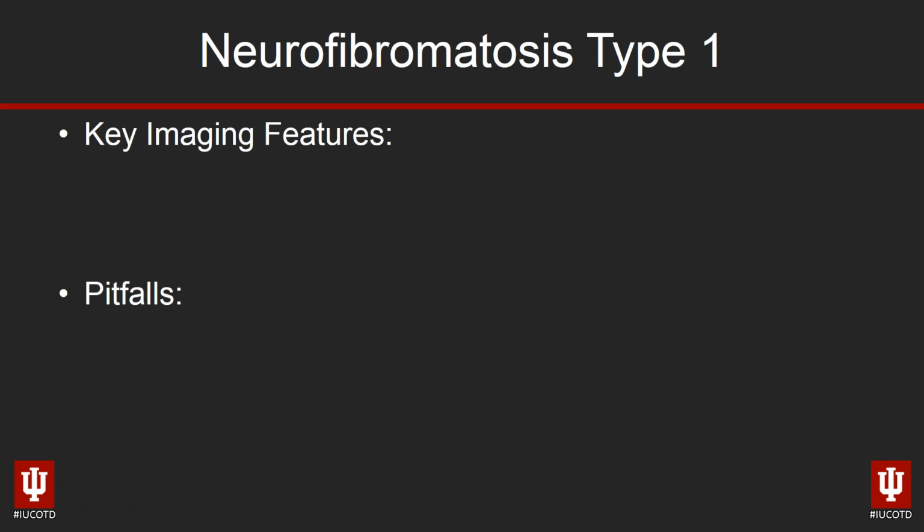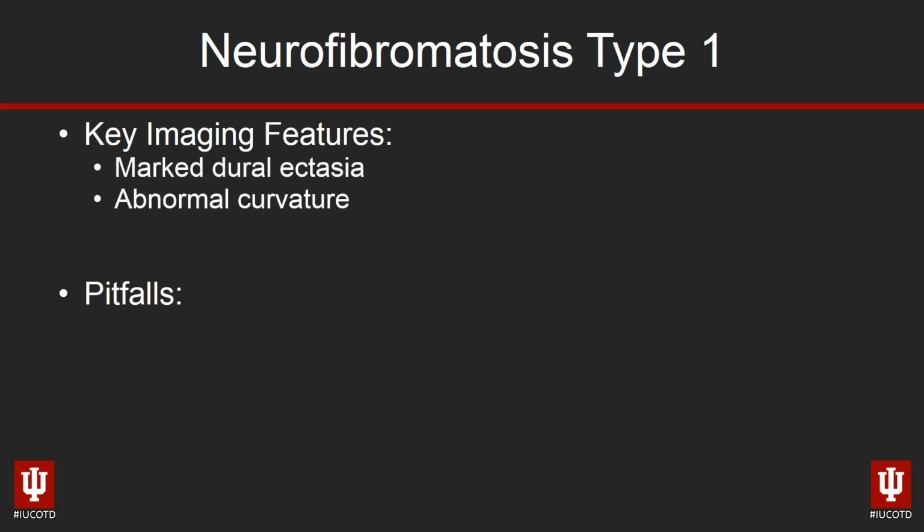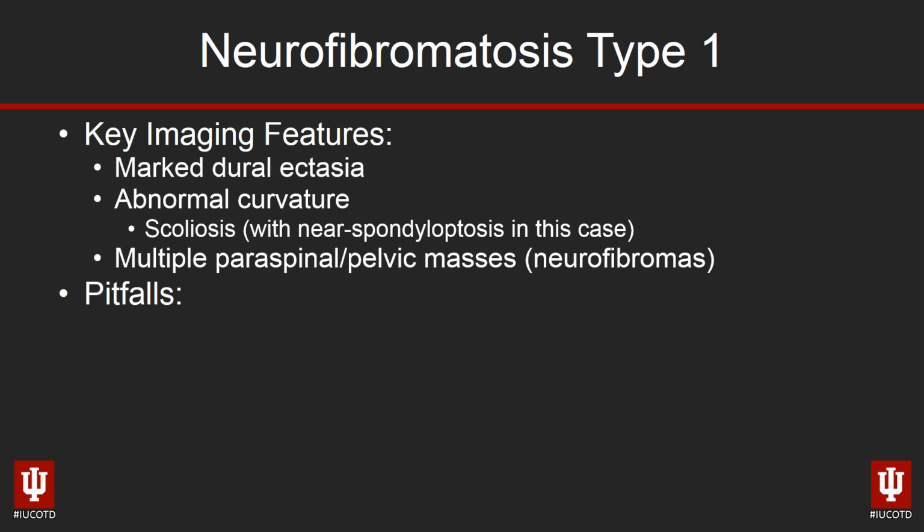Okay, so let's wrap this up. This is a case of NF1 involving the spine, and the key imaging features in this case are the marked dural ectasia, this abnormal curvature of the spine. This patient here had scoliosis as well as spondylolisthesis at the lumbosacral junction. And they also had multiple paraspinal and pelvic masses, which in this case were multiple neurofibromas.